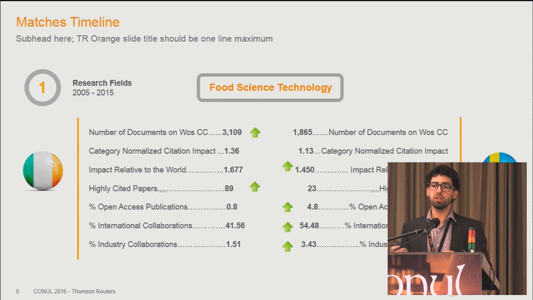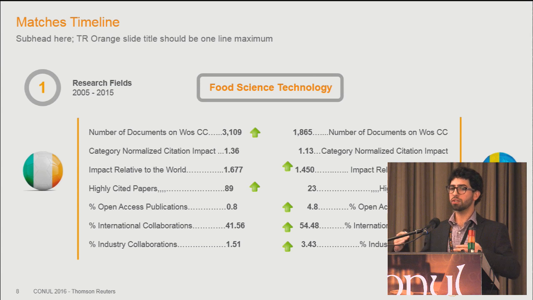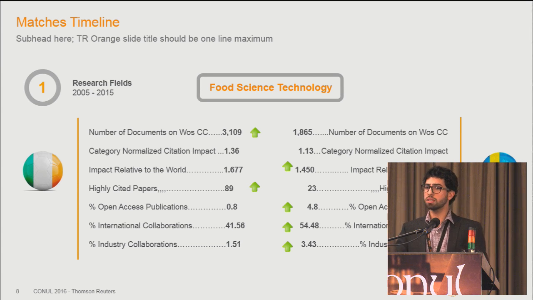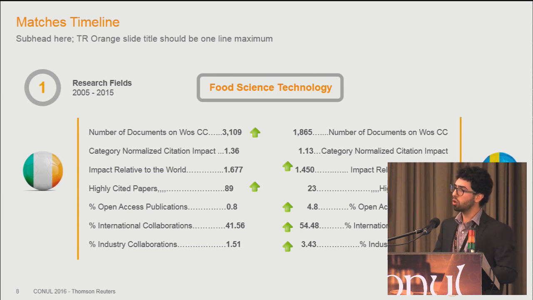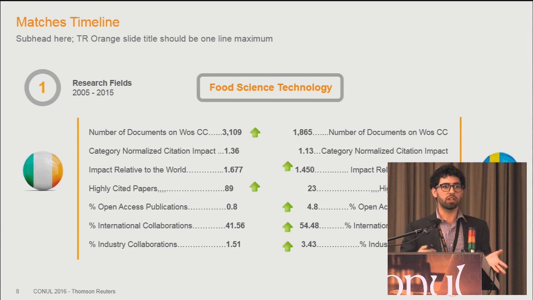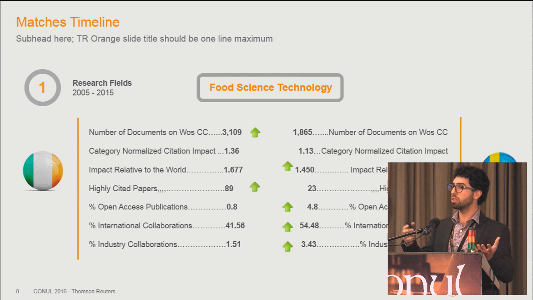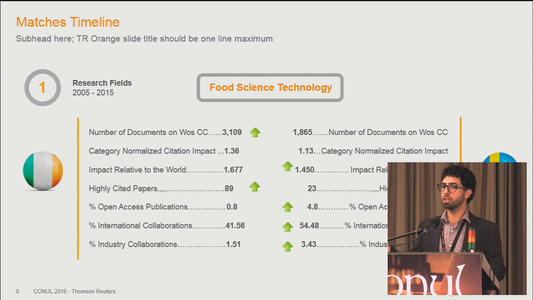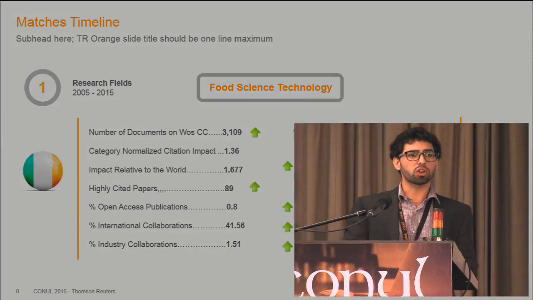So the category normalized citation impact basically normalizes the number of citations according to the type of document, according to the year it was published, and also according to the research area that we're looking at. So that allows us to compare sets with different numbers of documents, but also compare documents from one area with documents from a totally different area. So that's the CNCI we have there.